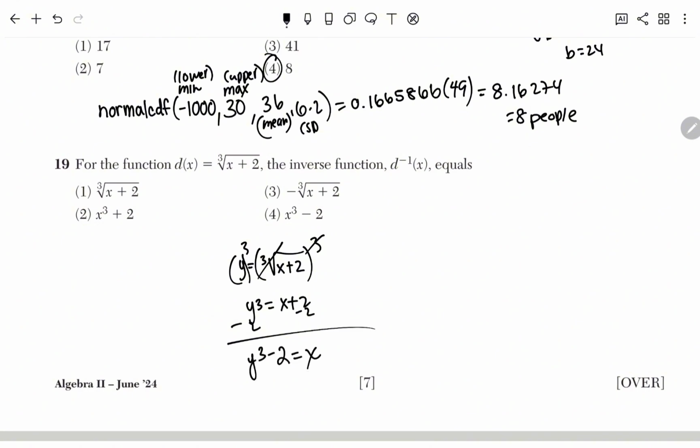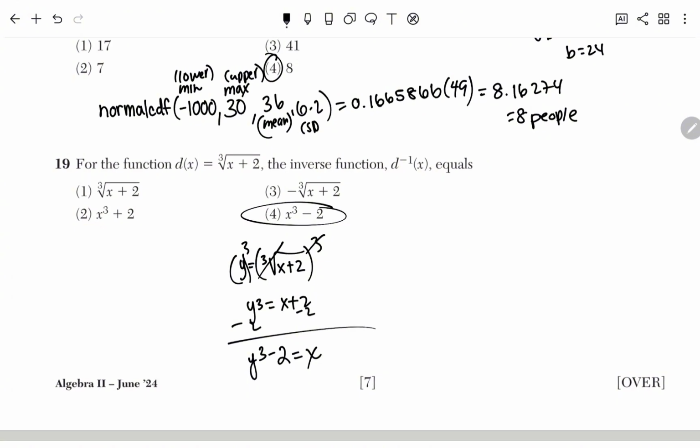Now, which answer choice best matches this? Answer choice number 4 is going to be our answer. Because now it's going to be the inverse. Because now I have x in terms of y, because I'm trying to do the inverse.